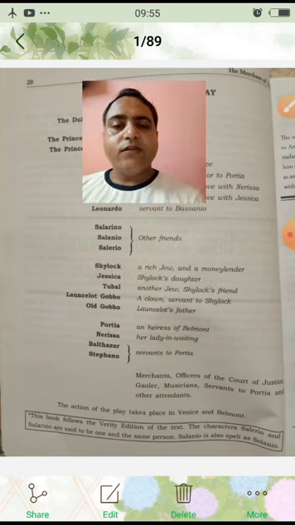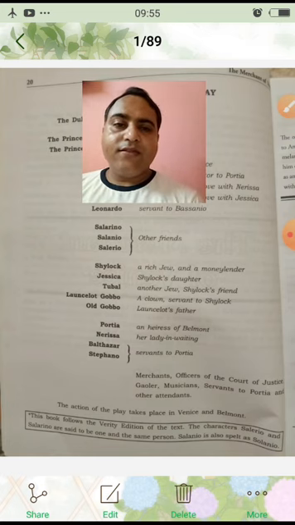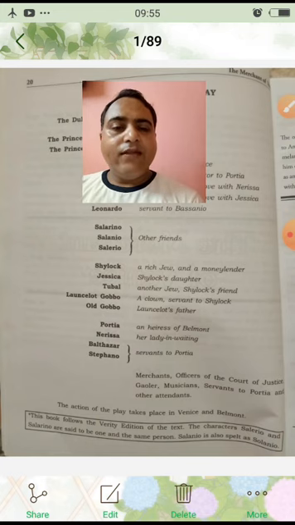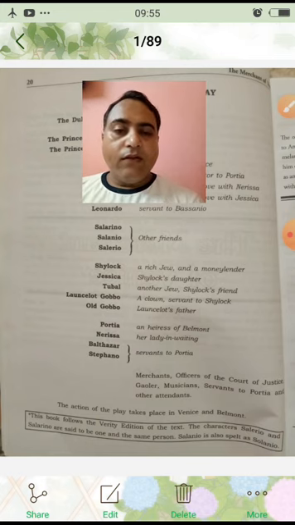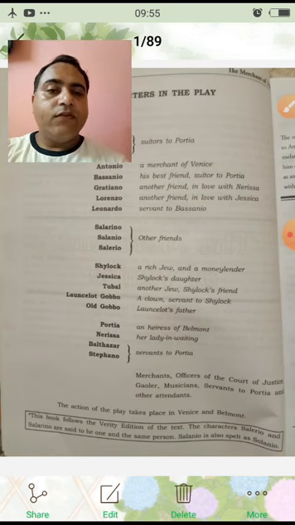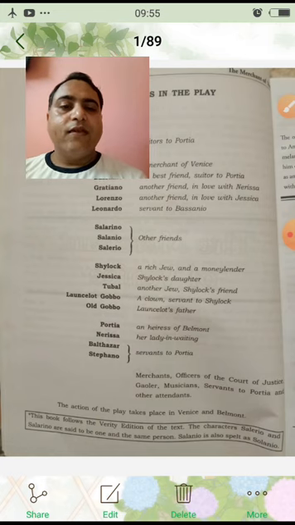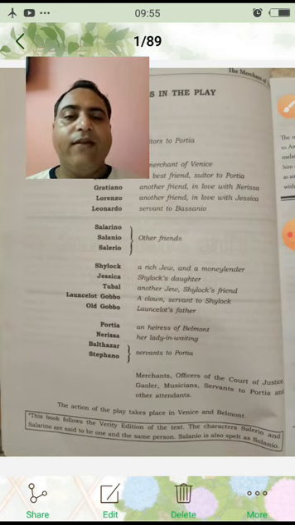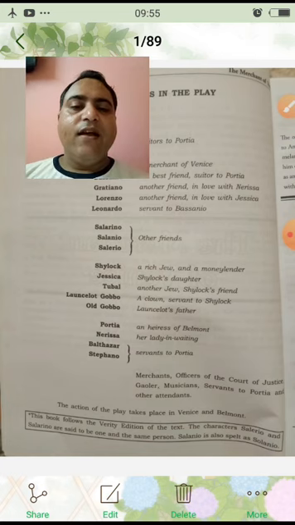Now, who is Shylock? We can say that he is the villain of this play, and he is a rich Jew and he is a money lender. Then next is Jessica. Now, who is Jessica? Jessica is Shylock's daughter, as I told you, and she falls in love with, yes, Graciano. No, sorry, Lorenzo. And then next one is Tubal, another Jew.